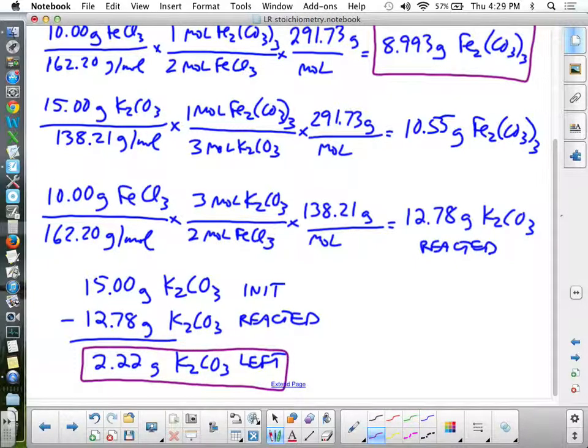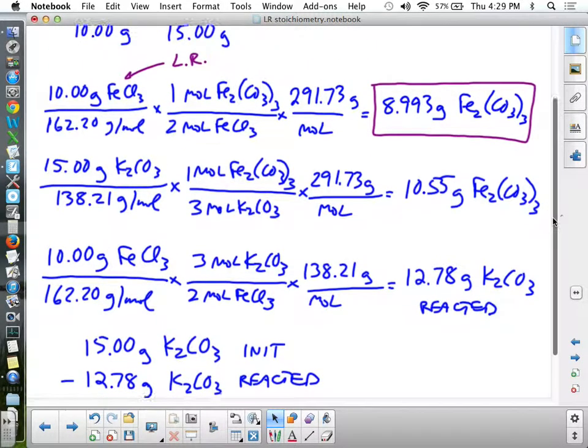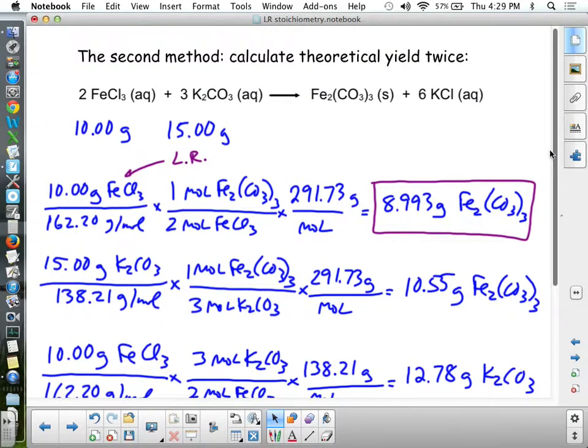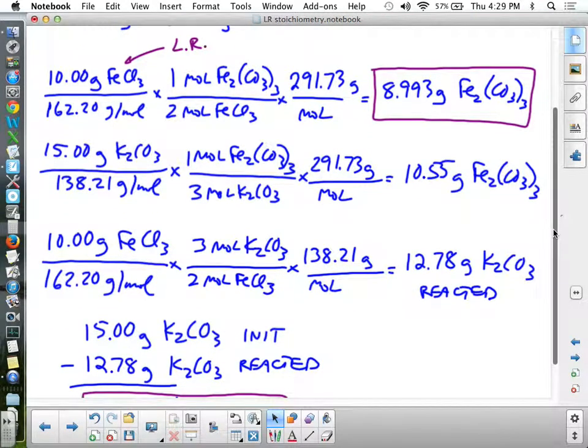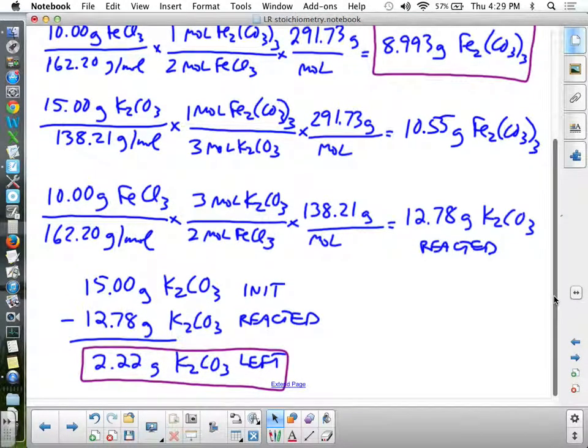Okay? So, here are the 2 methods for solving limiting reactant stoichiometry problems. The point is, use whichever one makes more sense to you. If the have versus need method is more intuitively obvious, go ahead and do that. On the other hand, if simply calculating theoretical yield twice, like we did here, makes more sense to you or is somehow less complicated, use that.